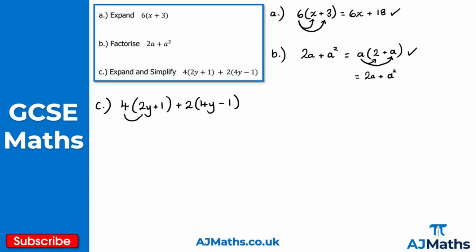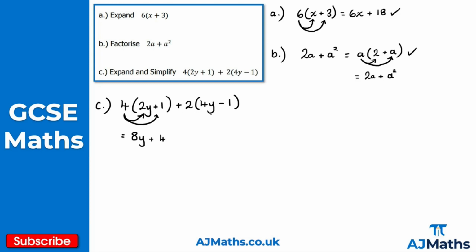So 4 times 2y. So 4 times 2y, that would give me 8y there. We get 8y to begin with. And we take the 4 again here and times it by the other term inside the bracket. So that's this 1 here. So 4 times 1 would give me plus 4 there. So that's the first bracket complete.